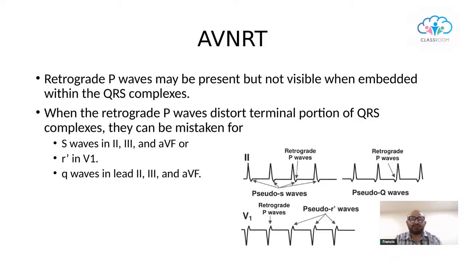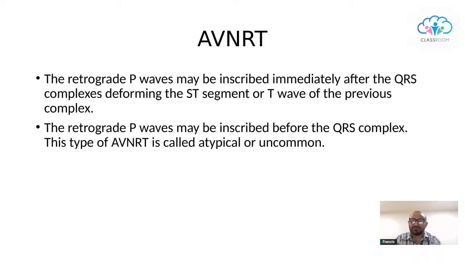Retrograde P waves may also be present but not visible, that is when they are embedded within the QRS complex. And when the retrograde P waves distort the terminal portion of the QRS complex, they can be mistaken for S waves in leads 2, 3, and AVF, where they are called pseudo S waves. They can be mistaken for R dash waves in lead V1, where they are called pseudo R dash waves, pseudo R prime waves, and they can be mistaken for Q waves in leads 2, 3, AVF, where they are called pseudo Q waves.